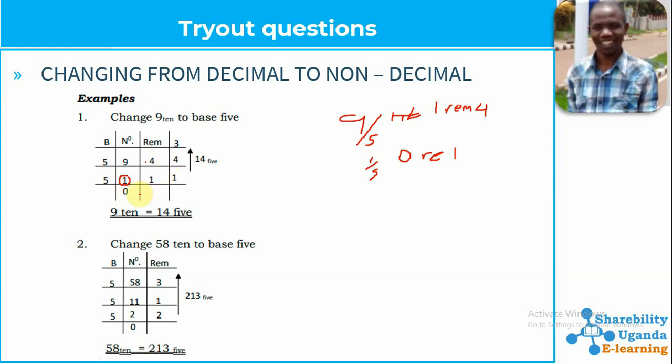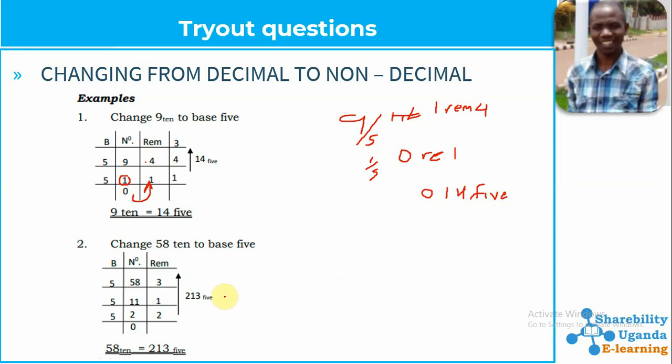So this simply means that we now write our remainders, starting from here to here. We can now say that we have our remainders, which are 1, 0, 4, and this is going to be in base 5. So for this, we shall have solved the number.